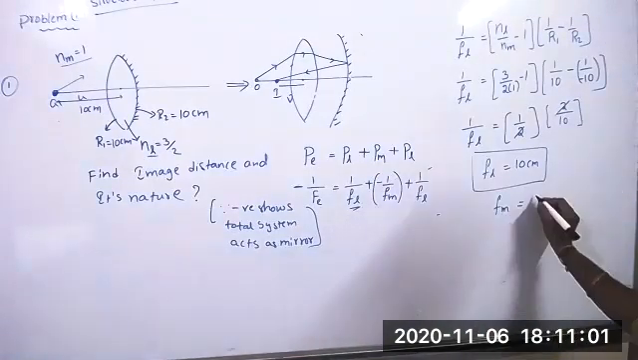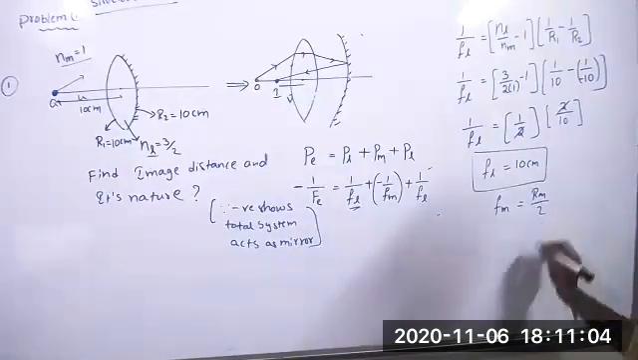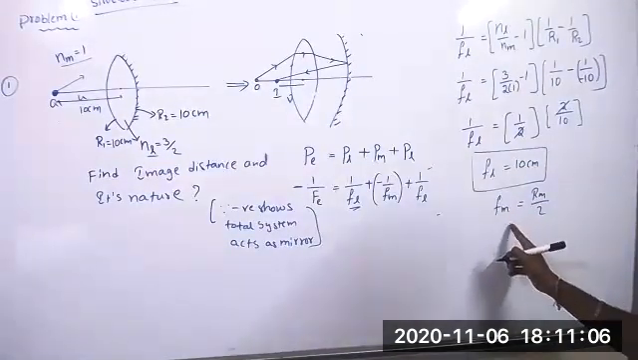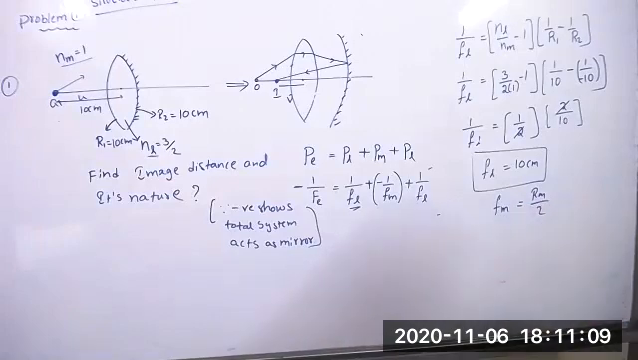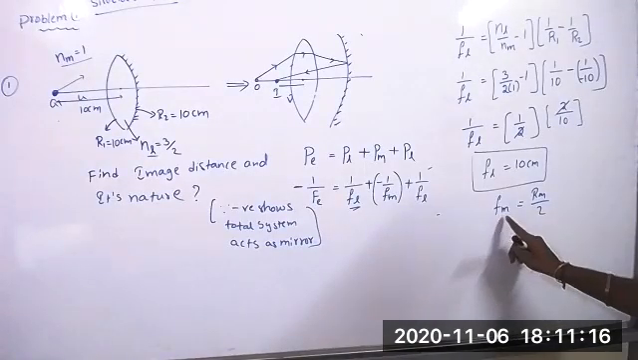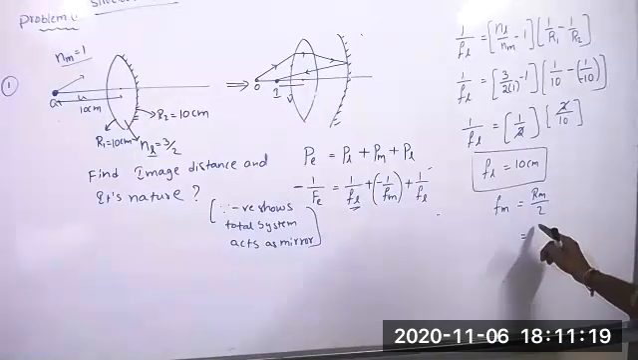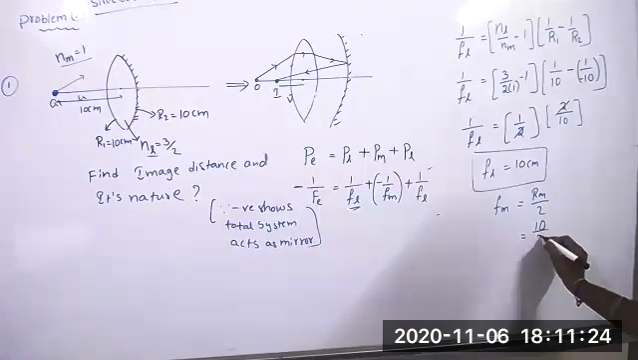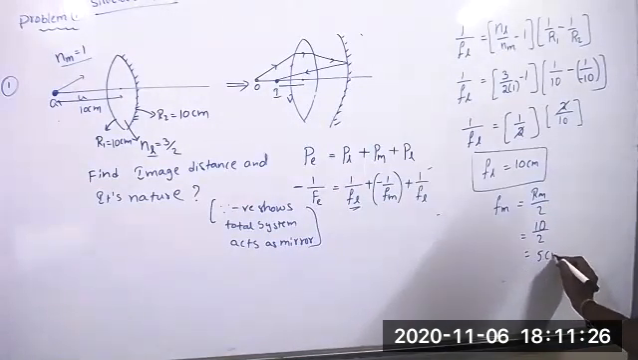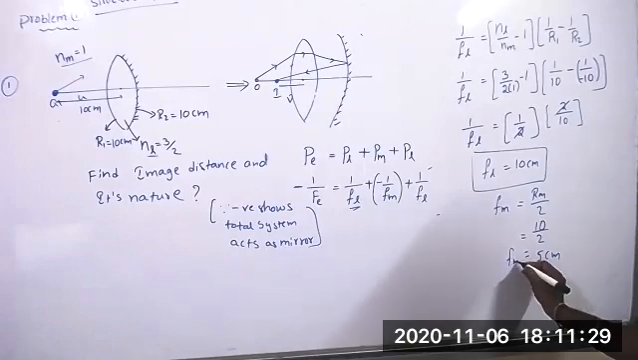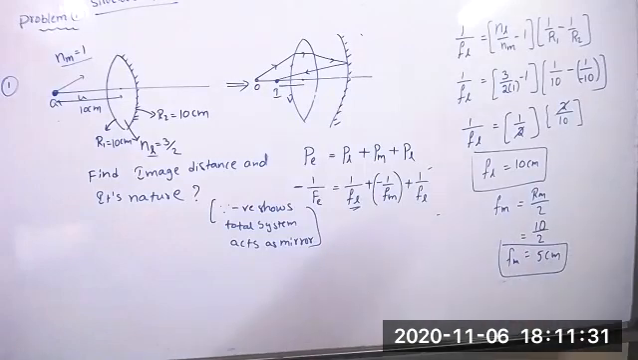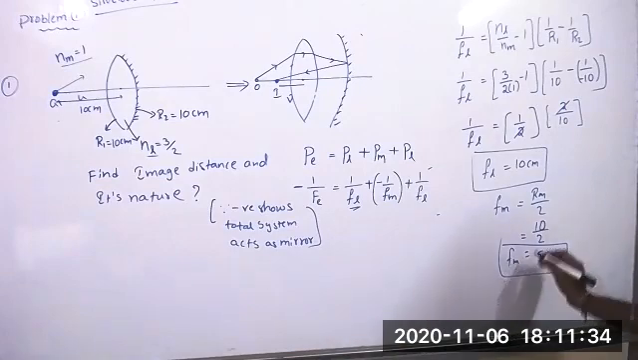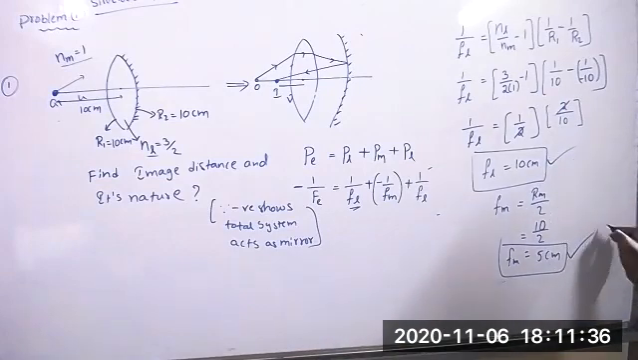FM means RM by 2. The focal length of the mirror is equal to half of the radius of curvature, right? Getting my point? Focal length of the mirror equals radius of curvature by 2. So radius of curvature how much? 10. So it is 5 centimeters. Clear? So FL we calculated, FM we calculated.